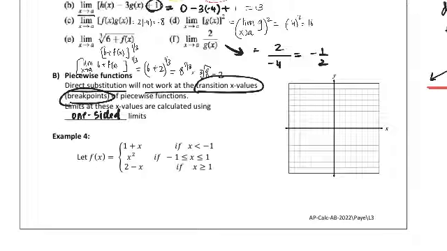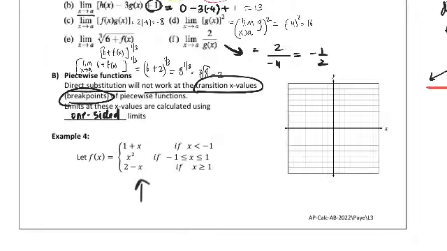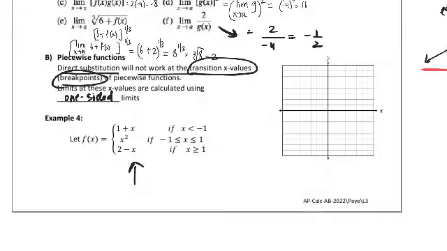Okay, so here's a piecewise function right here, and let's take a look at what the questions say by sketching this piecewise function. This function is equal to 1 plus x if x is less than -1, x squared if x is between -1 and 1, and 2 minus x if x is greater than 1. We need the equal sign on the x squared piece, because we can't necessarily have it in two places.